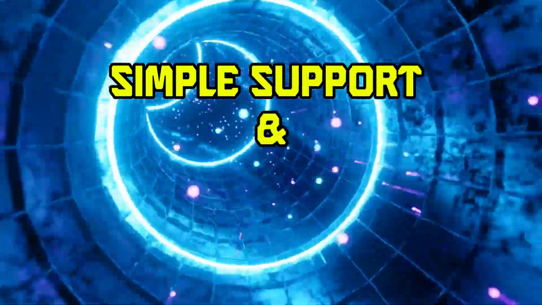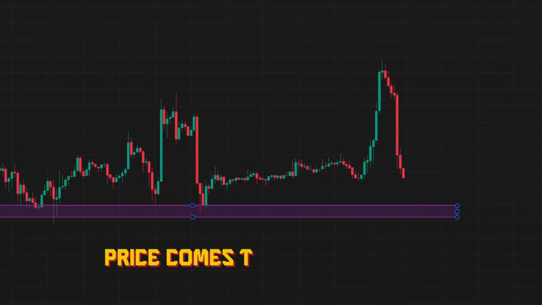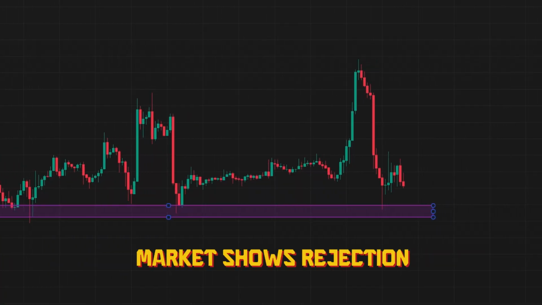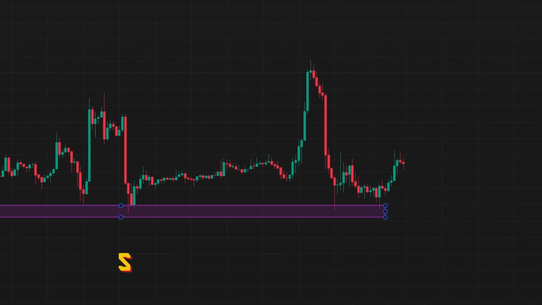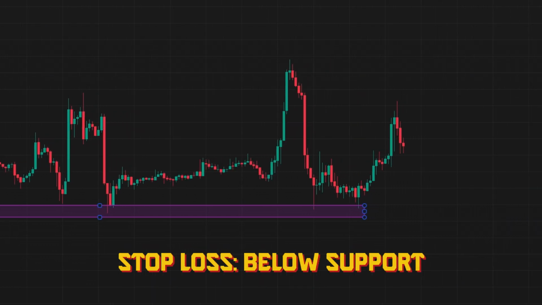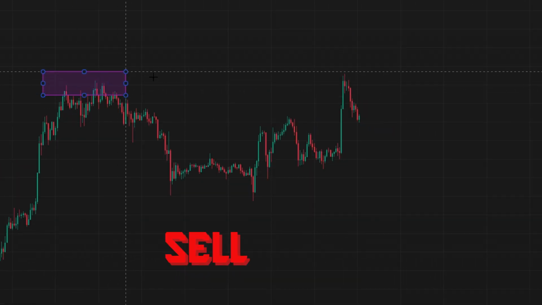Simple support and resistance trading strategy. Buy setup: price comes to strong support. Market shows rejection, bullish candle. Enter buy. Stop loss below support. Take profit at the next resistance.